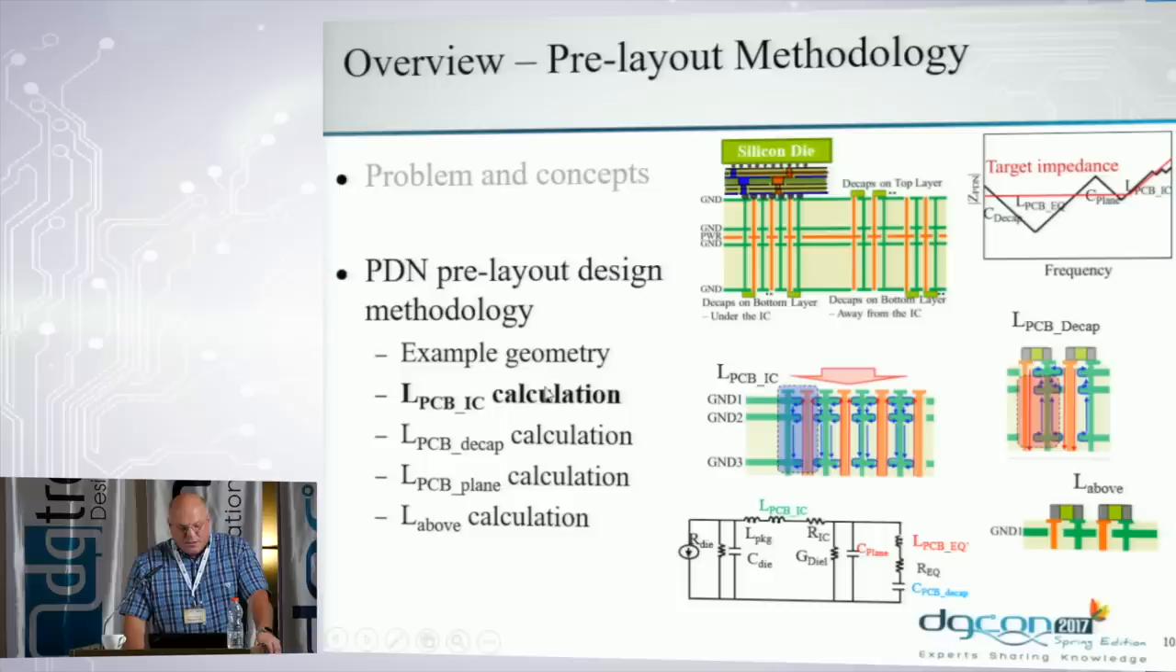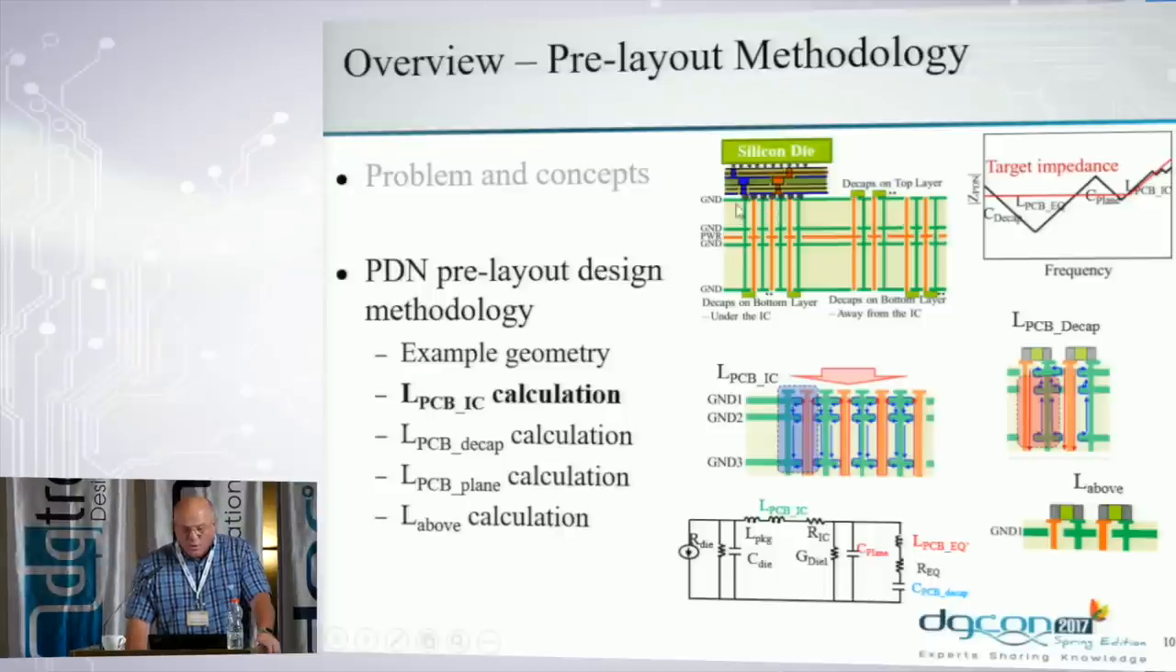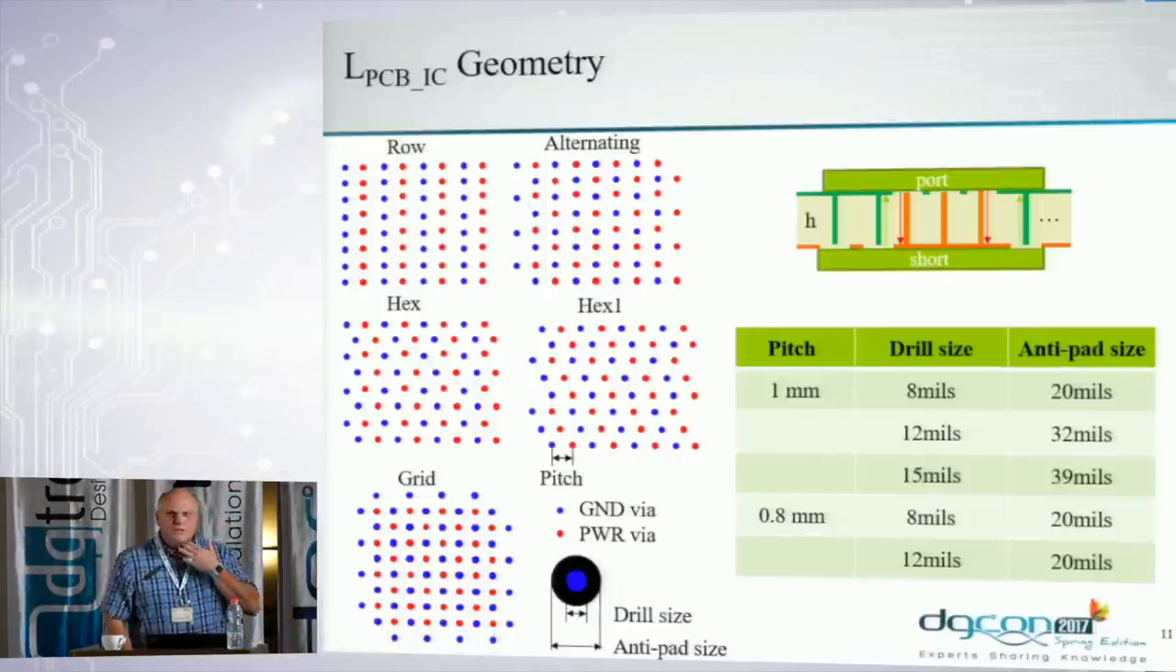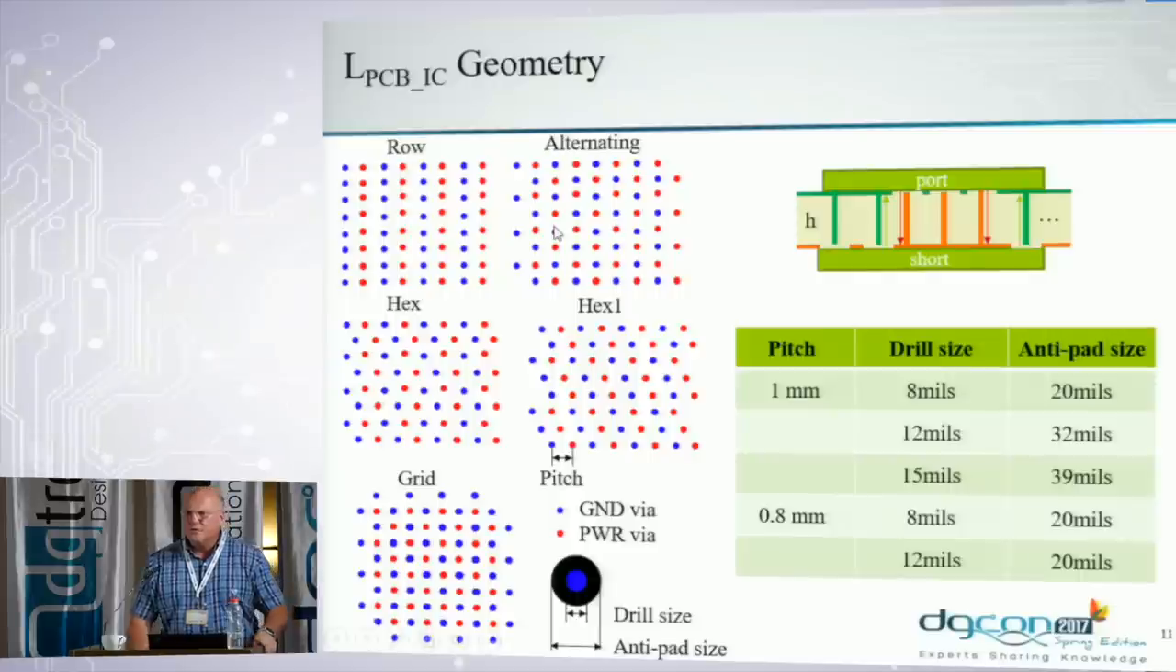So let's talk about this calculation, where we're going from the package down to the power net area fill. Typically there are about five different geometries that will be used for the power return pins on an IC package.